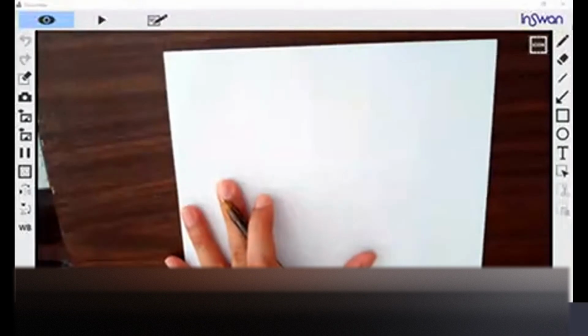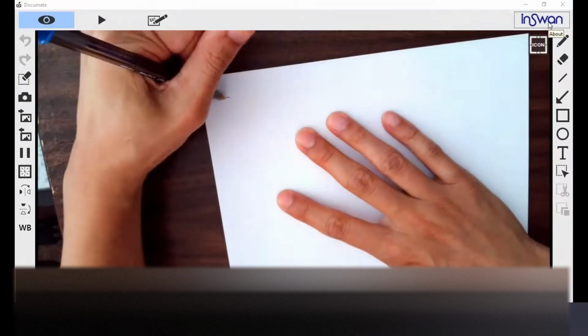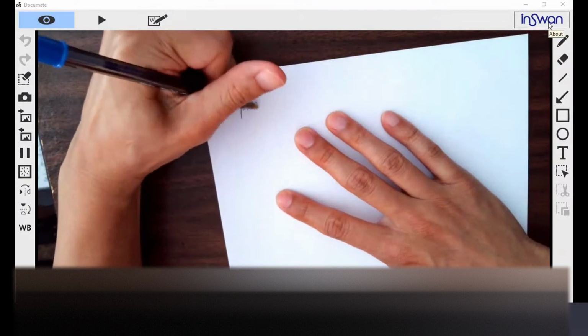You can see my screen? Yes. All right, so graphing rational functions.